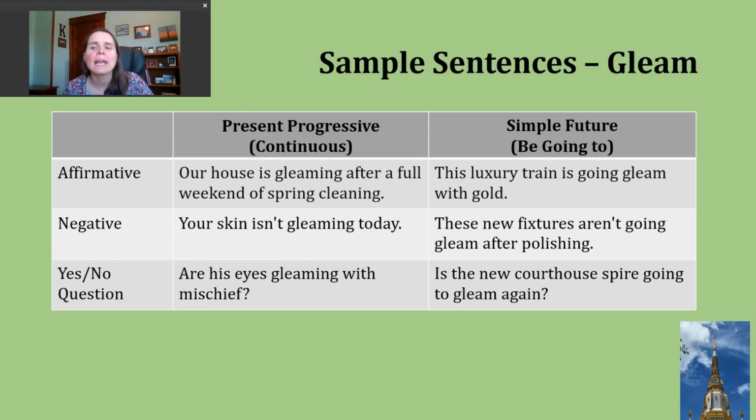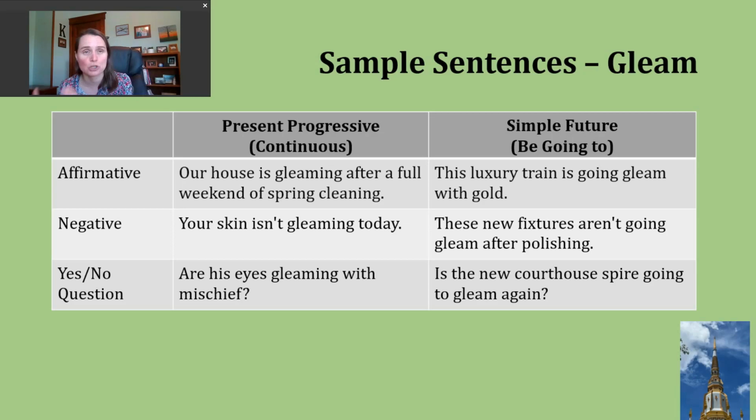This luxury train is going to gleam with gold. Right? So here, someone was discussing their plans. I think I borrowed this from a particular story or text as someone made these kind of extravagant plans for their future. Now let's talk about making a negative simple future sentence.